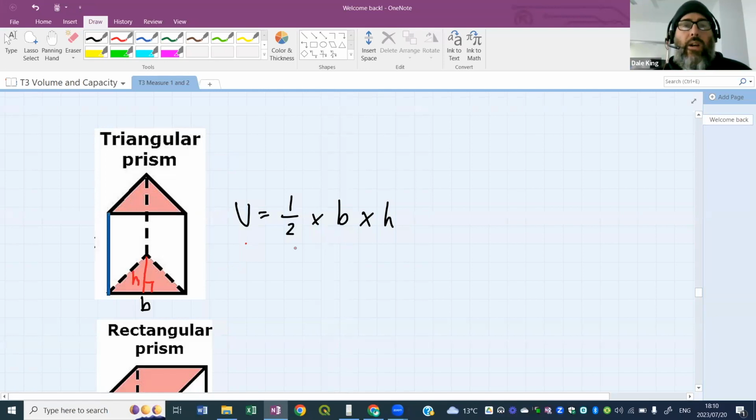Yes. All right, are you happy that this part here will give me the area of the triangular base? Yeah. How do I get the volume now? Yeah, so this is just the area of the base. How do I get volume now? I need to multiply by one more dimension.